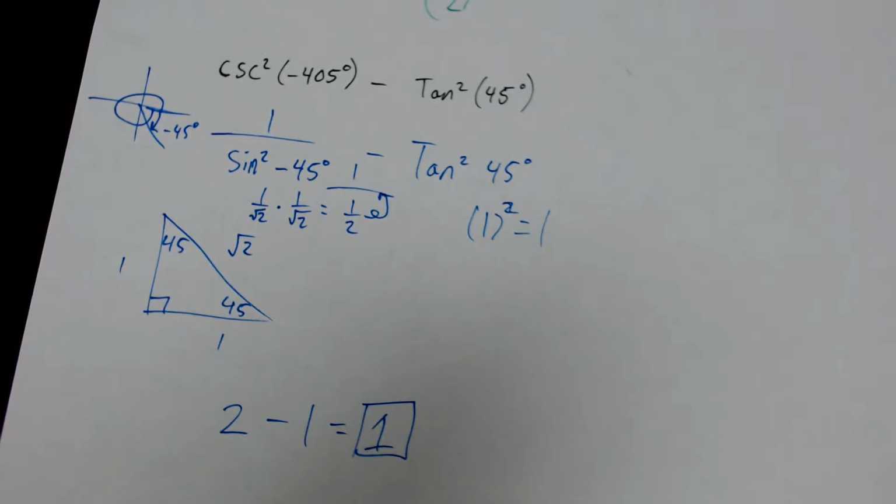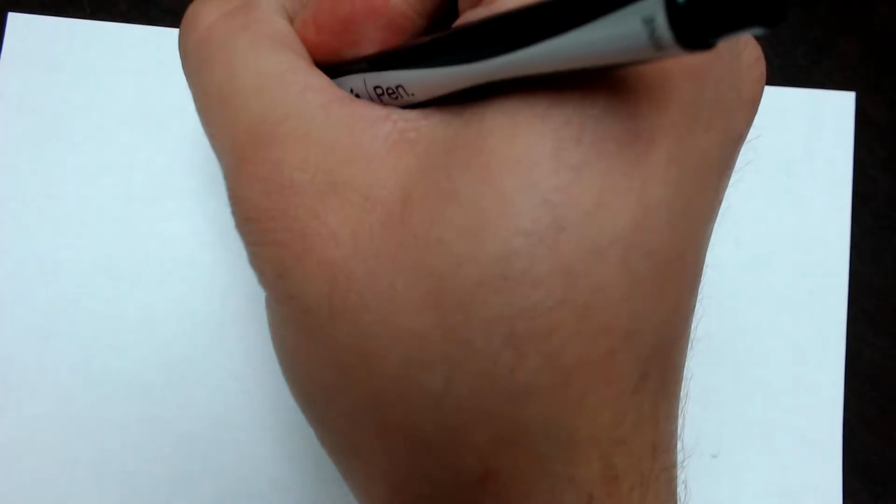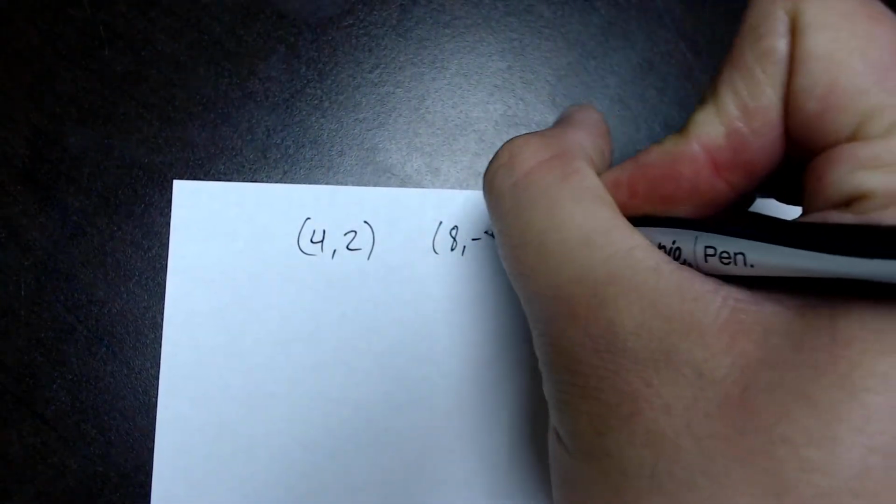Let's talk about perpendicular bisectors. This is going to take a bit of explanation. So the problem we're going to be given is to find the equation of a perpendicular bisector of a line segment whose endpoint coordinates are 4, 2, and 8, negative 3. So we'll go ahead and write these coordinates down. We have 4, 2, then we have 8, negative 3.